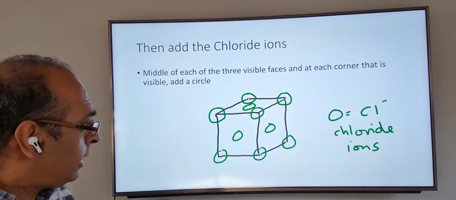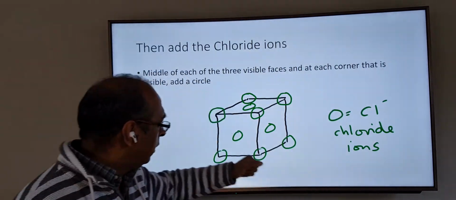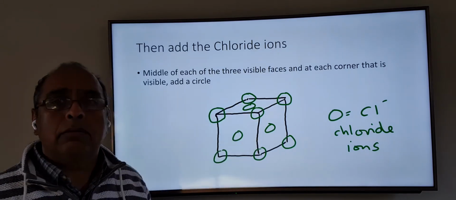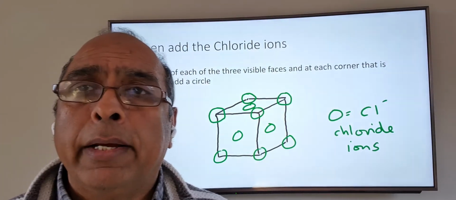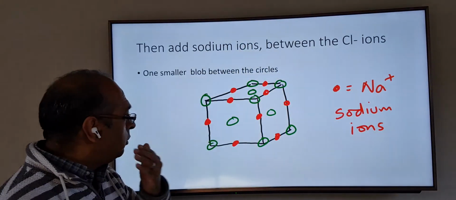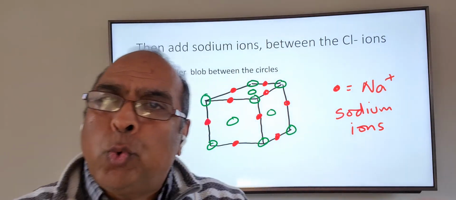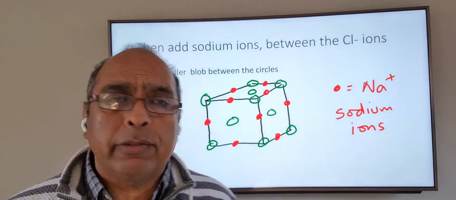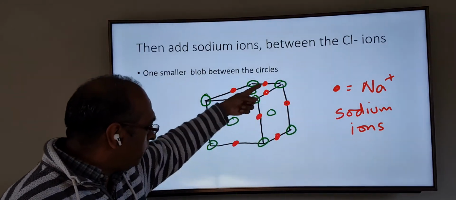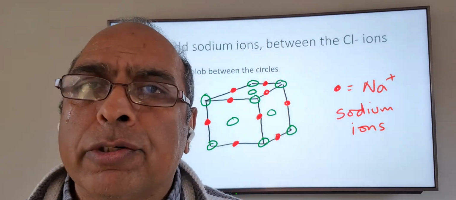Watch. There. The green circle is a chloride ion. The corners and the faces, they're just the chloride ions. Now we need the sodium ions to finish off. Here. The sodium ions are the red blobs. You put the red blobs between the green circles. So the red blobs are the sodium ions. And there, can you see they're between the green circles. And that gives you that alternate structure that you need.